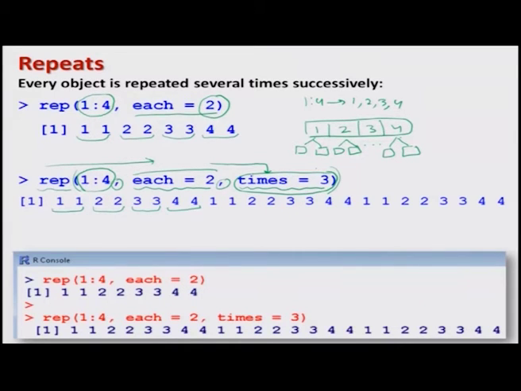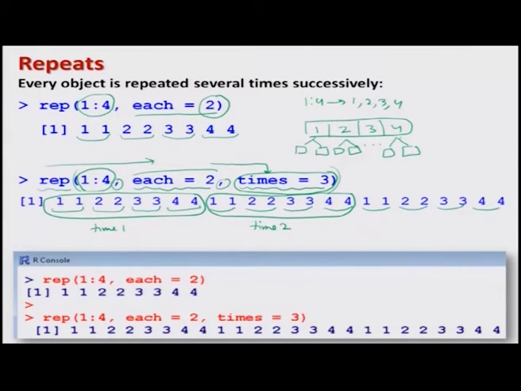So you can see, if I call this set of values time 1, then this is another set: 1 repeated 2 times, 2 repeated 2 times, 3 repeated 2 times, 4 repeated 2 times, and this entire set is repeated again. This is time 2, and the same process is repeated: 1 2 times, 2 2 times, 3 2 times, 4 2 times, and this entire set of values is also repeated a third time. So this is times equal to 3. This is how the repeat command can be used to generate different types of data sets. Now let us try it over the R console and see what we get.